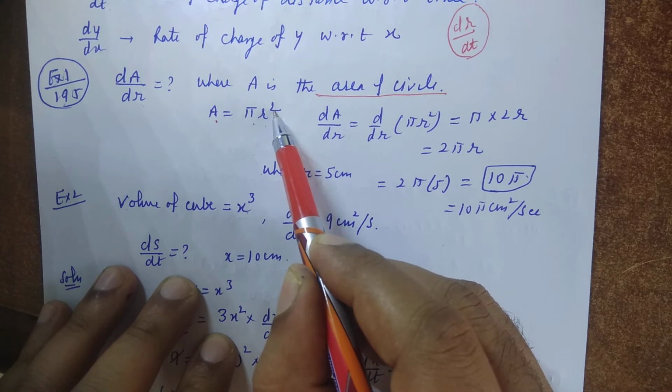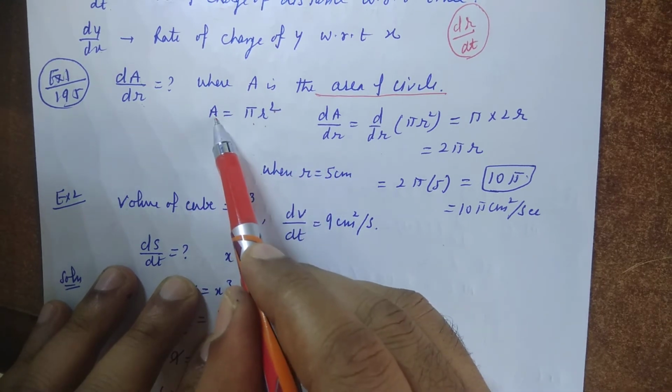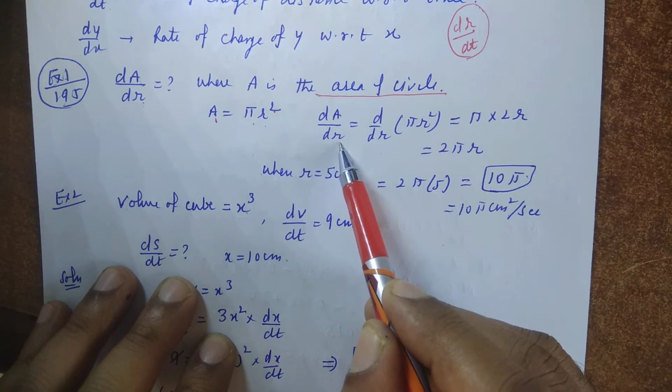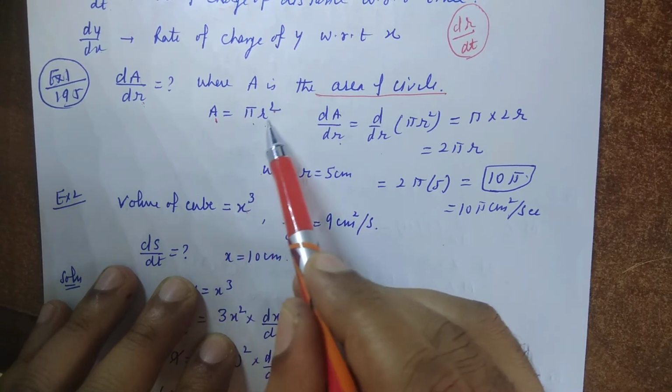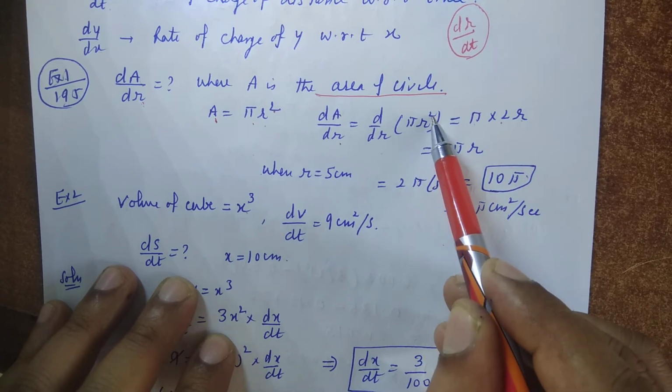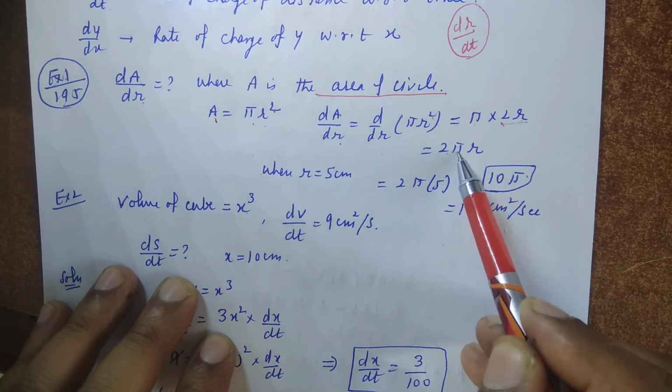Now I have to find out rate of change with respect to r. That means I want to find out dA over dr. So derivative of this with respect to r, this is 2 pi r, because pi is constant. Derivative of r square is 2r. So this is 2 pi r.